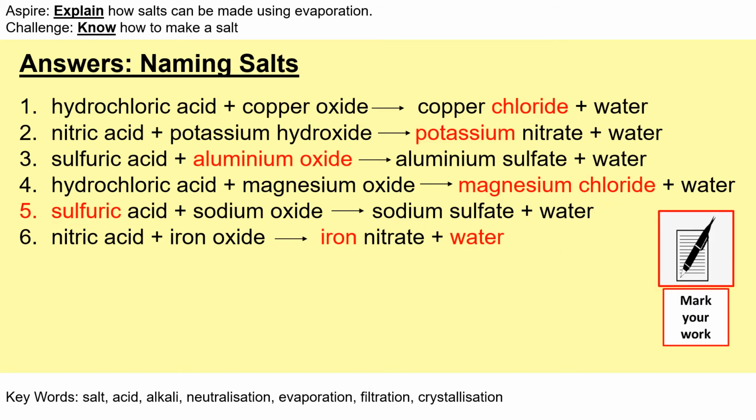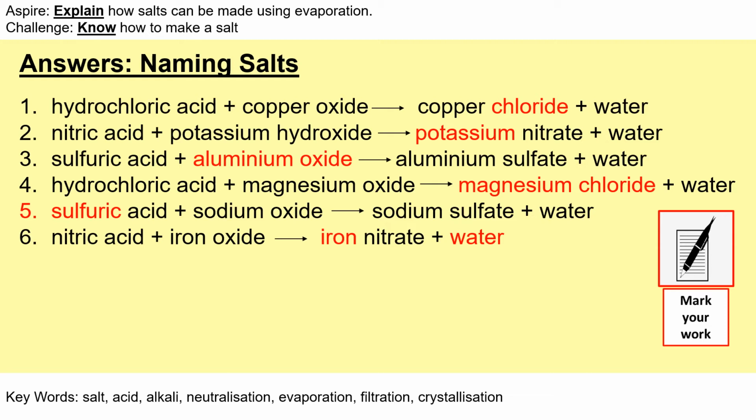Okay everyone, so you've had your time now, so let's go through the answers. Please get a pen so that you can mark them. So question number 1, hydrochloric acid, when it reacts with copper oxide, we get copper chloride. Remember, hydrochloric acid will make a chloride salt. And the word copper in copper chloride, the first bit of the word of the salt comes from the first word of the base, which is obviously copper oxide. So you get copper chloride and you get water.